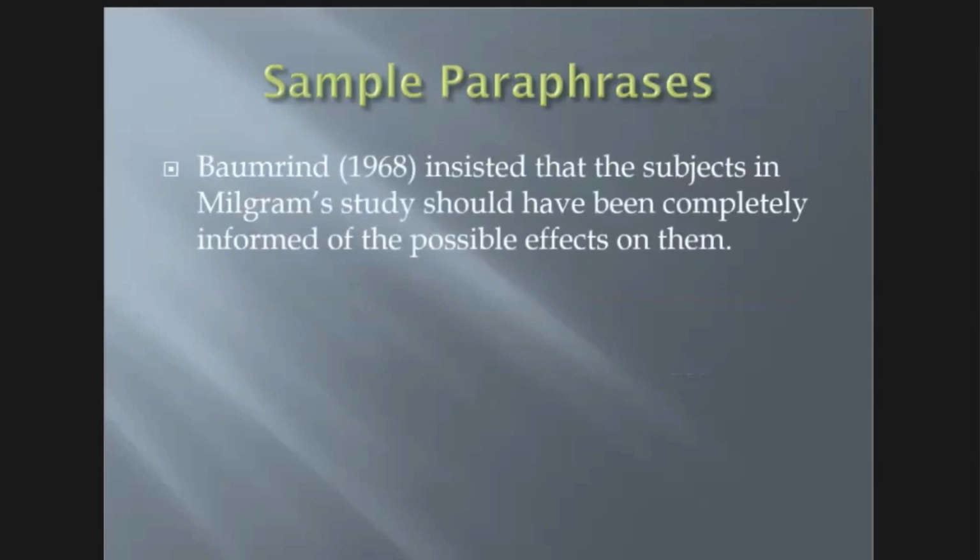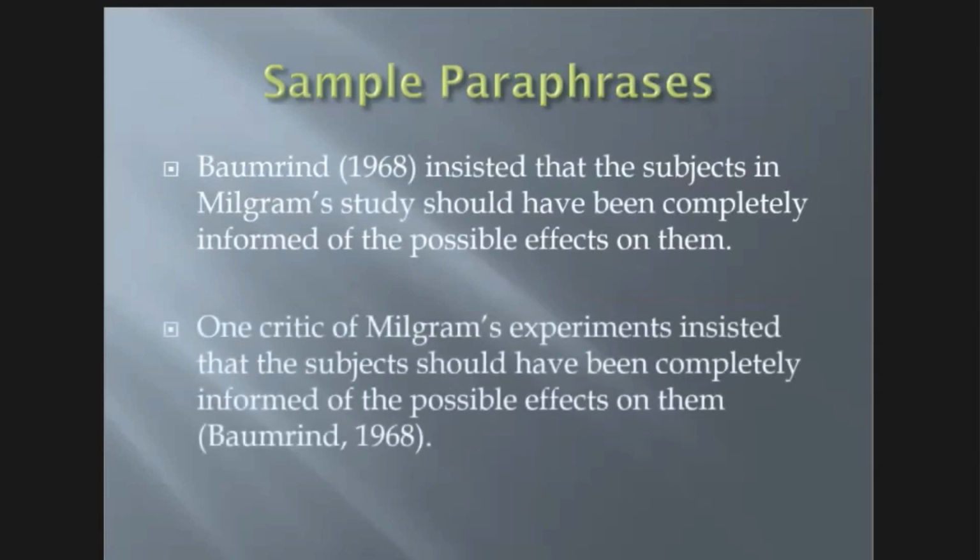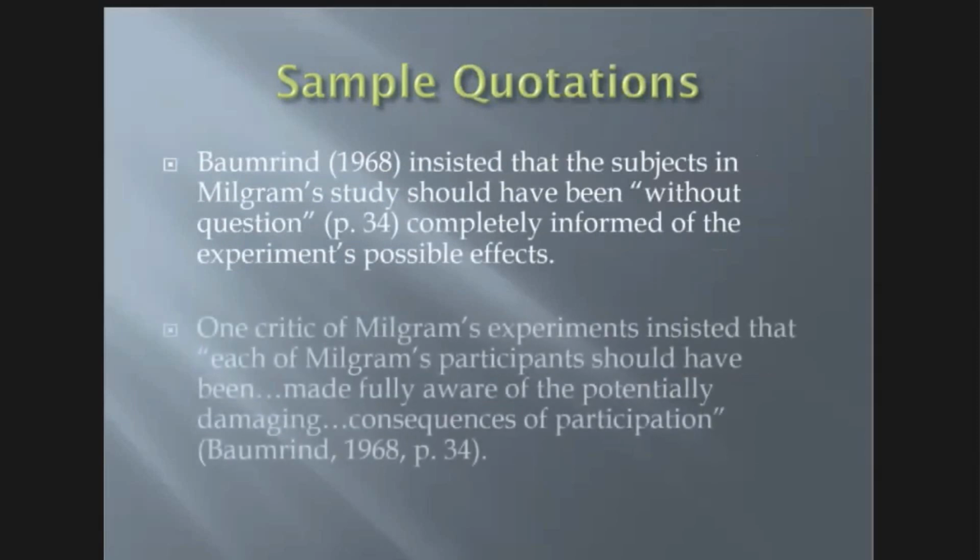Now here we have examples of this paraphrase. Baumrind insisted that the subjects of Milgram's study should have been completely informed of the possible effects. But again, that is a narrative citation, where they're putting the citation in the text. Baumrind, 1968, insisted, but you could put it at the end. You can see here, one critic insisted that the subjects should have been completely informed of the possible effects on them.